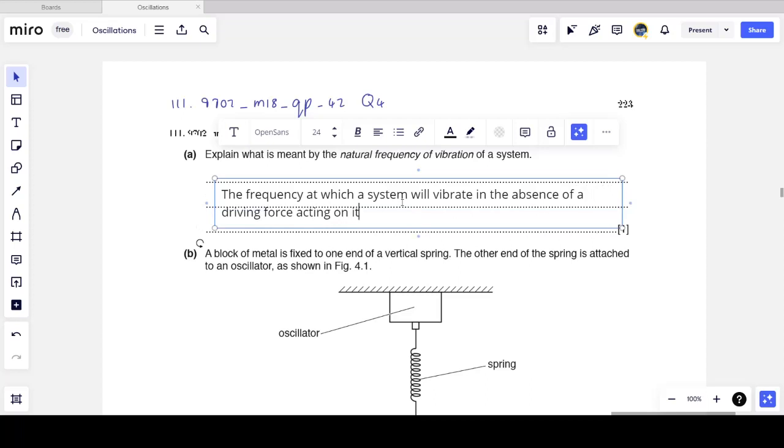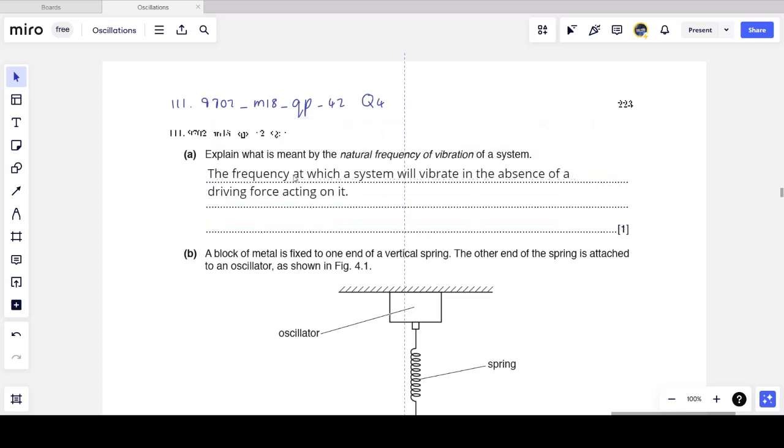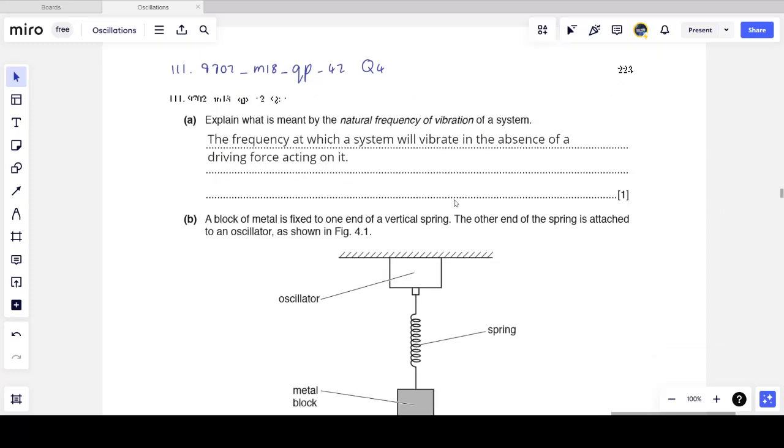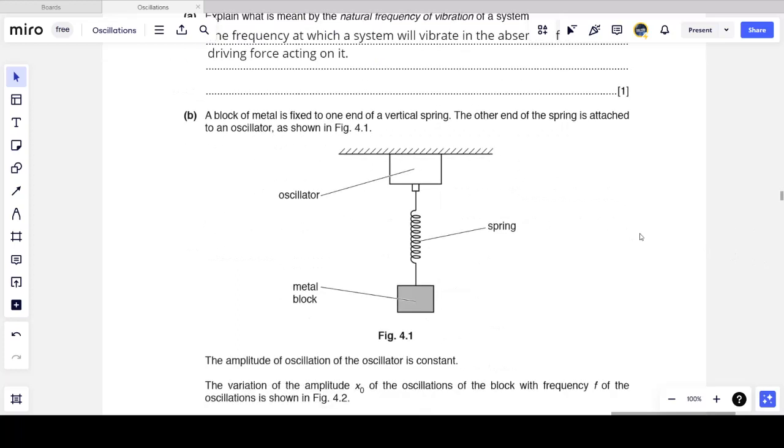acting on it. So if I pluck a guitar string and I let it go, there isn't a driving force. I've allowed it to vibrate at its natural frequency when I've left the guitar string. And so it will vibrate at its natural frequency, the frequency at which a system will vibrate in the absence of a driving force. That is the natural frequency of a system.